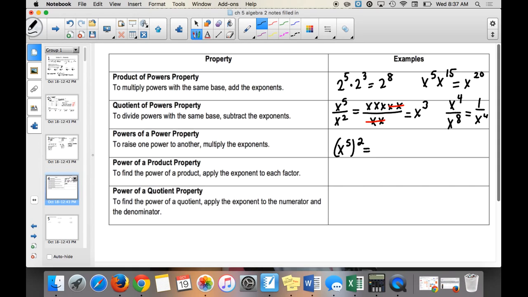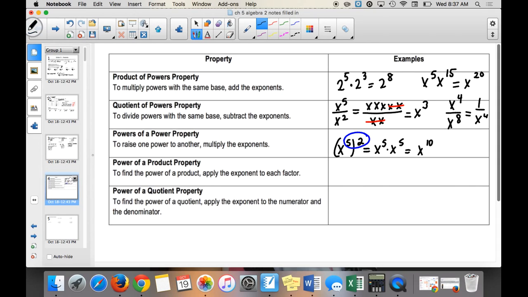what that means is x to the 5th times x to the 5th, right? So if it was in expanded form, I would have 5 x's lined up, and another 5 x's lined up, so I'd have a total of how many x's? 10. So what we do from the beginning, instead of writing it separately, is we just multiply the 5 and the 2. When we multiply 5 and 2, that's how we're getting 10.